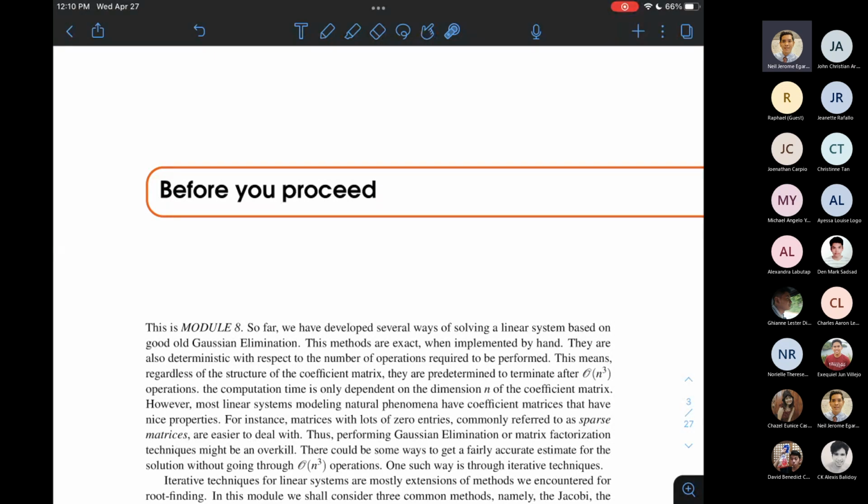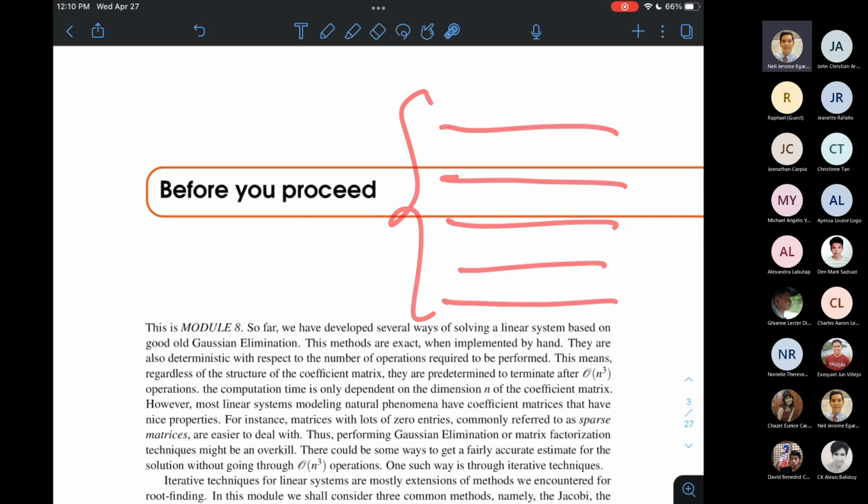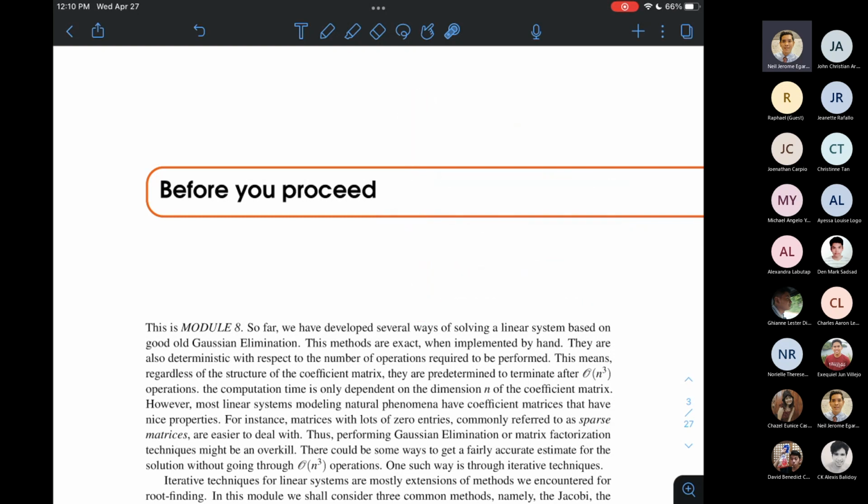Medyo tricky nga lang yung linear systems kasi simultaneous yung equations. Simultaneous meaning dapat yung lahat ng equations na nandun sa system, sabay-sabay silang nag-hold. Right? So yun titingnan natin. Paano natin posibleng ma-extend yung mga iterative schemes na na-discuss natin for root finding into linear systems.